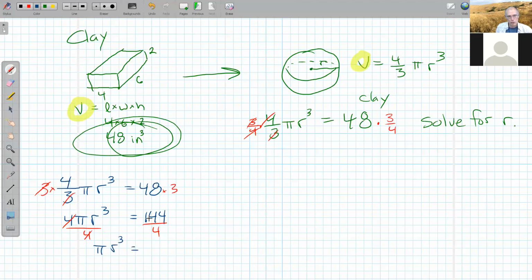So let's see, 4 goes into 14, what, 3 times, with 2 left over. 4 goes into 24 6 times. So I get 36, which is similar to what's going to happen over here. I heard someone say earlier that on their calculator they took 48 times 3/4, and they got 36. So 2 different ways to get to the same place. We're trying to get r alone, so we've got to get rid of the pi.